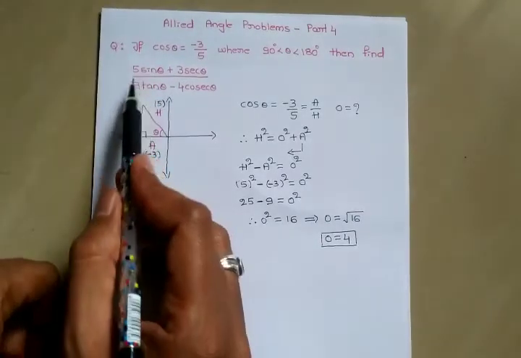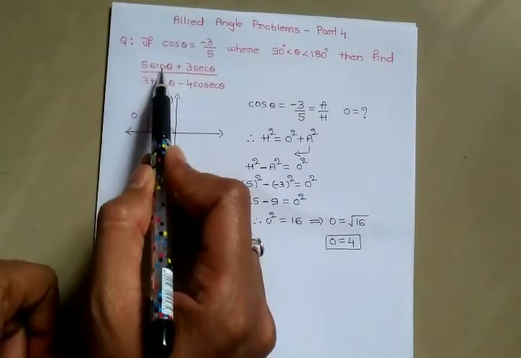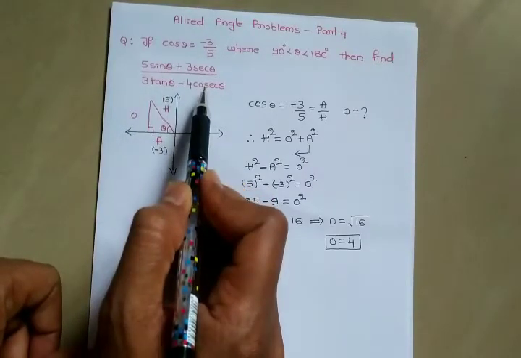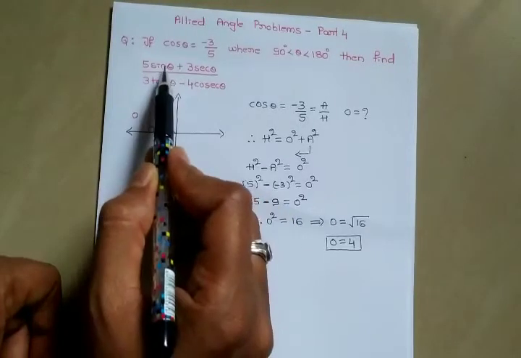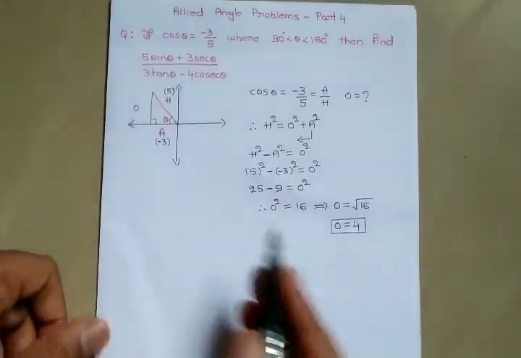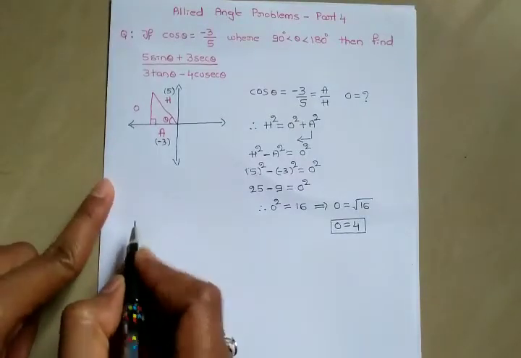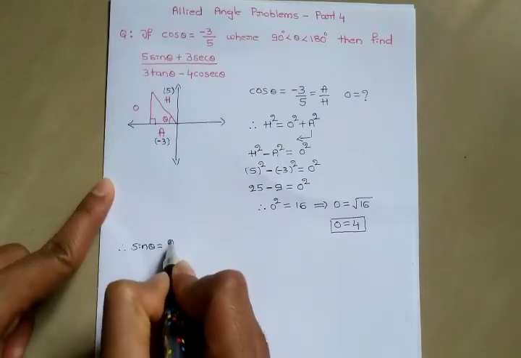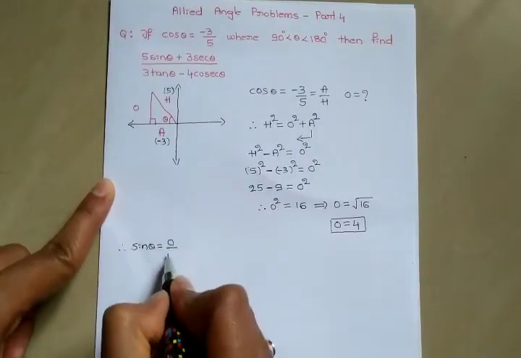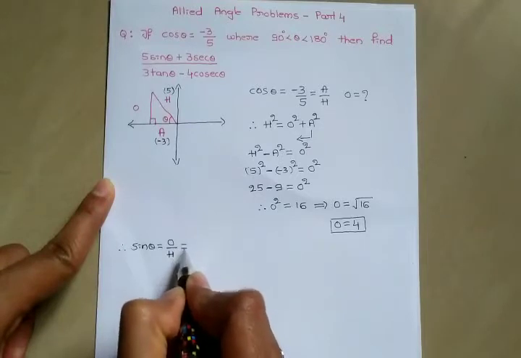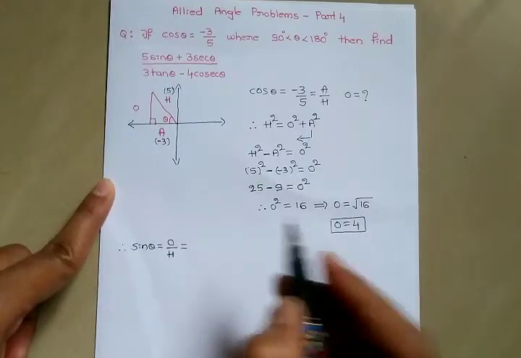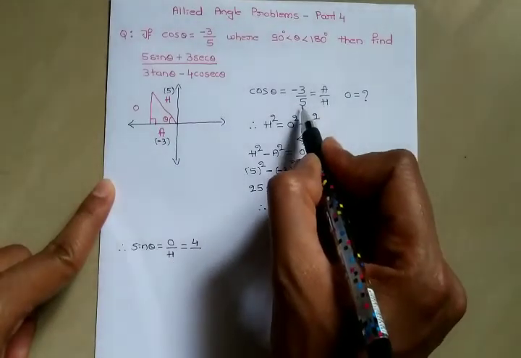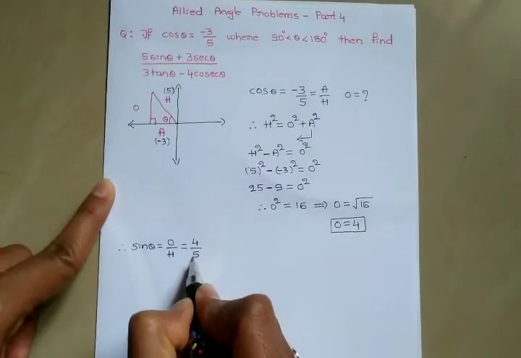Before finding this entire value, first you need the value of sine, sec, tan and cosec. For that you need to apply the formula. Therefore first I am going to find all four values. Sine theta is equal to opposite divided by hypotenuse. The opposite is 4 and h is 5, so sine theta is 4 upon 5.